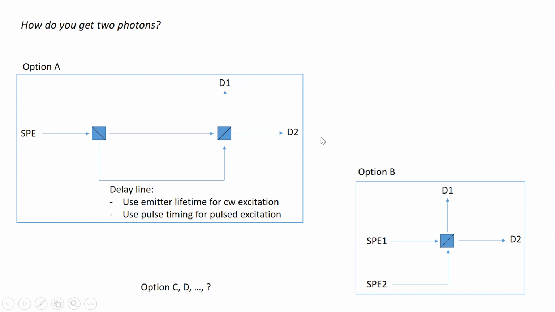And then you have detectors afterwards. A different way to do it is to just have 2 single photon emitters, and then you don't need all this stuff here. You just have them both go into a beam splitter, and then you measure with these 2 detectors. Is anyone else aware of any other ways to obtain 2 photons for experiments like 2-photon interference?